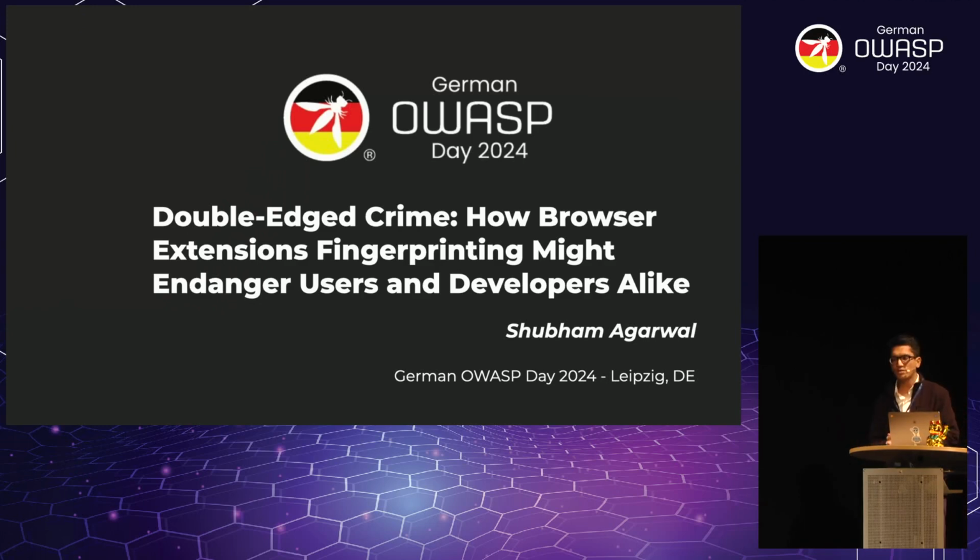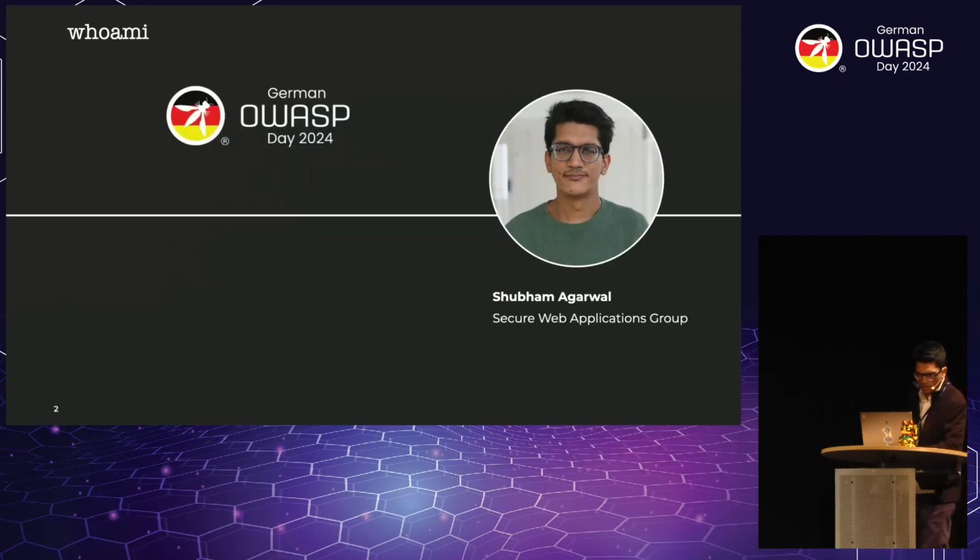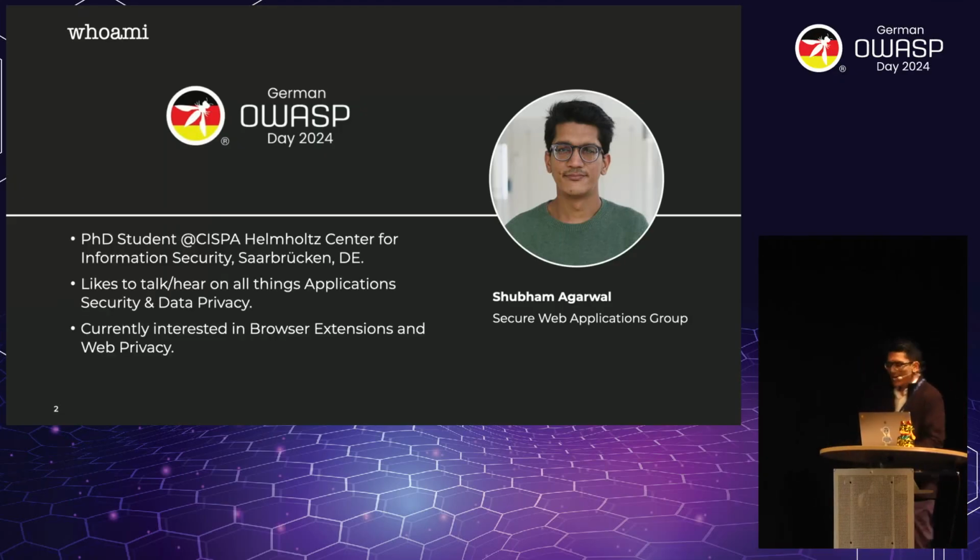We heard about network fingerprinting earlier this afternoon, but that was for users' protection. Fingerprinting is a very broad term, and it could go wrong for users as well. As mentioned, I'm doing my PhD at the CISPA Helmholtz Center in Saarbrücken, working with Ben Stock. I like to do application security. For most of my PhD, I look at browser extensions, and nowadays also web privacy.